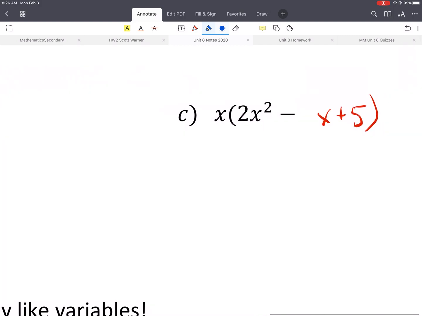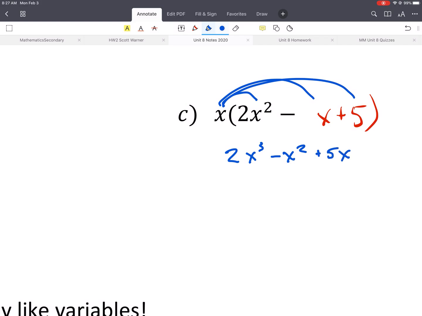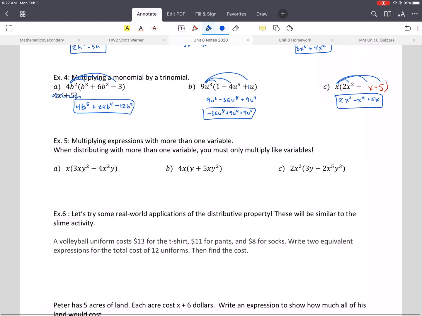And here, distribute. That gives us 2x to the third, and then we distribute the negative x, that gives us a negative x squared. And then x times 5 is plus 5x. Okay.